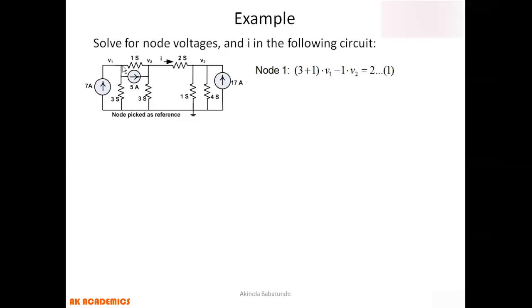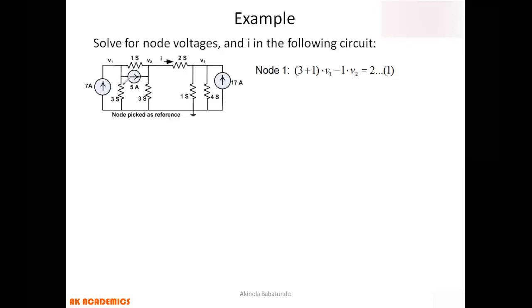At node 1, what you want to pay attention to is the current entering a node and the current leaving a particular node. This is very, very important. So normally, what we should have is the current entering a node. We say it's going to be positive or negative.